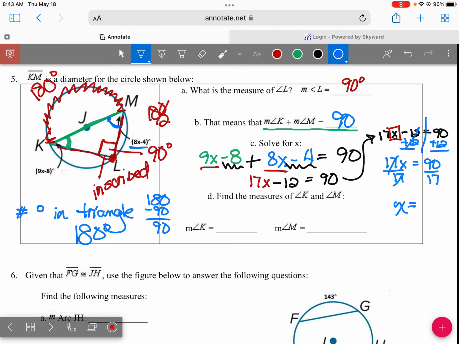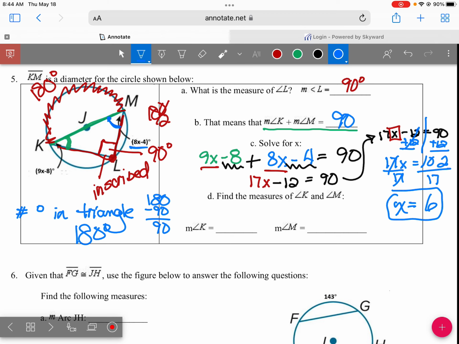What did I do? Oh my gosh. Can you tell I'm going a little too fast for me? And I thought I got a good night's sleep last night. 102, thank you. 102 divided by 17 should be 6. X is equal to 6.